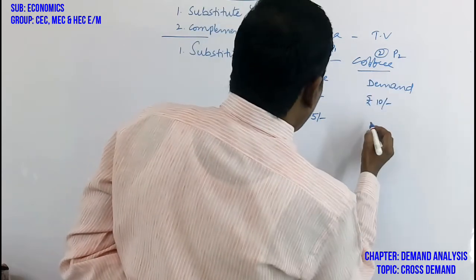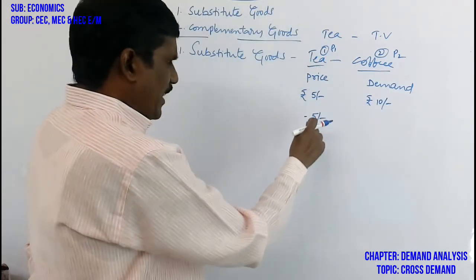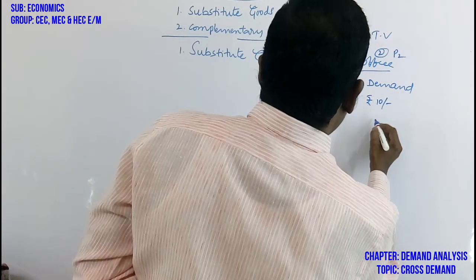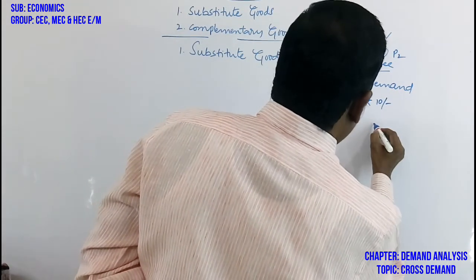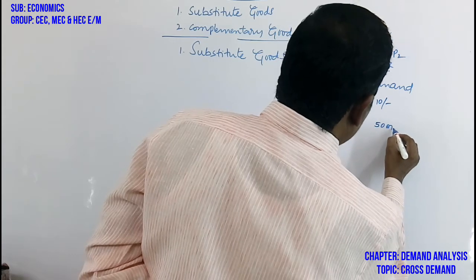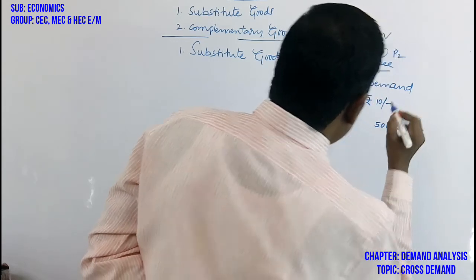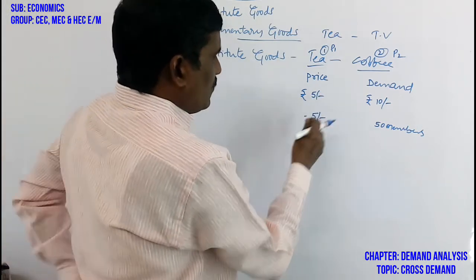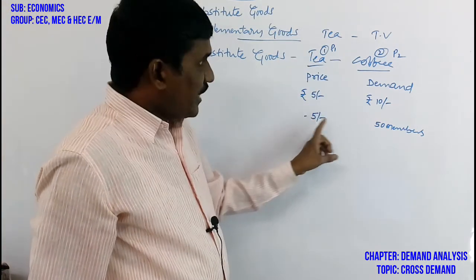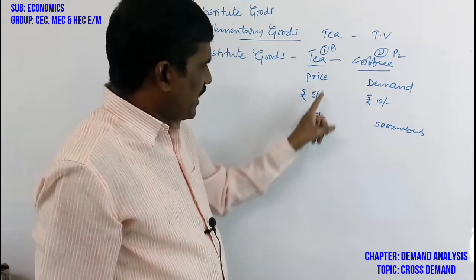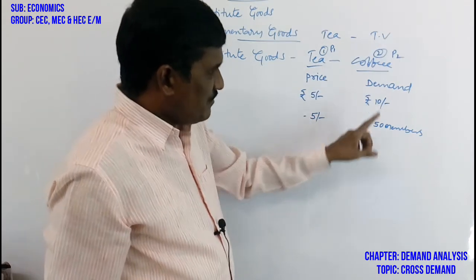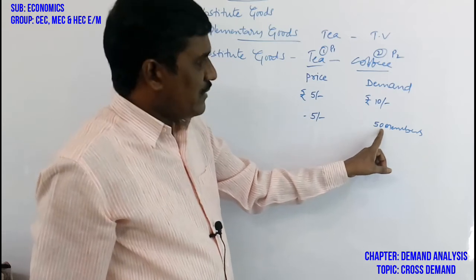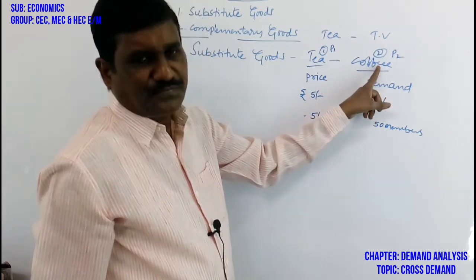At the tea price of 5 rupees, the demand for coffee is, suppose, 50 members. Let me make it clear. Tea price is 5 and the coffee price is 10 rupees. At the 5 rupees tea price, 50 members are having coffee.